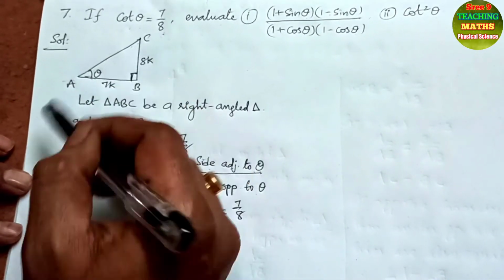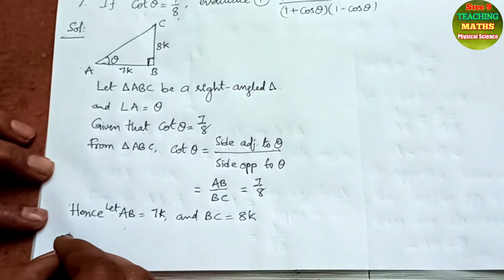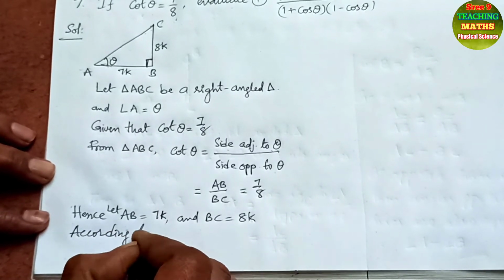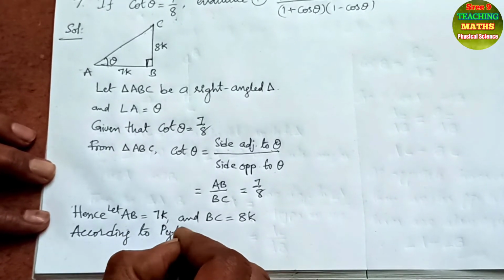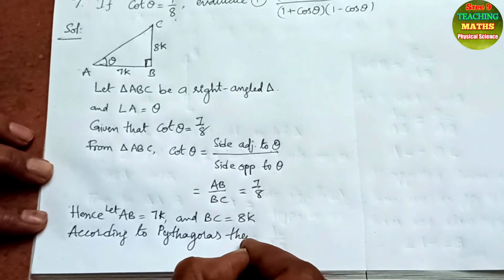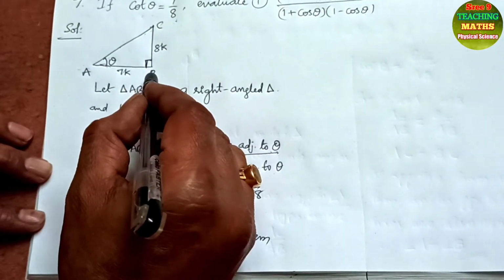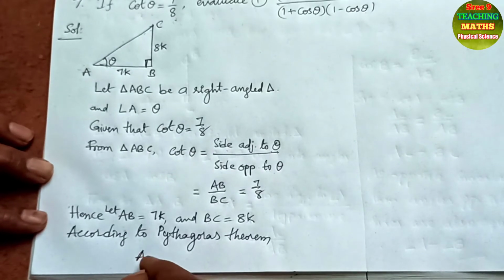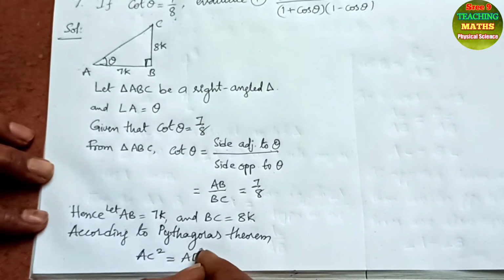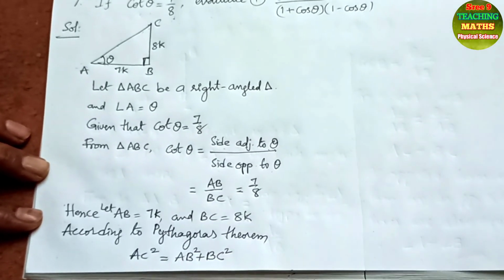What do we have to find? AC. Okay, so according to Pythagoras theorem, what is that? Hypotenuse square is equal to side square plus side square, that is AC square is equal to AB square plus BC square. Yes, you're right.